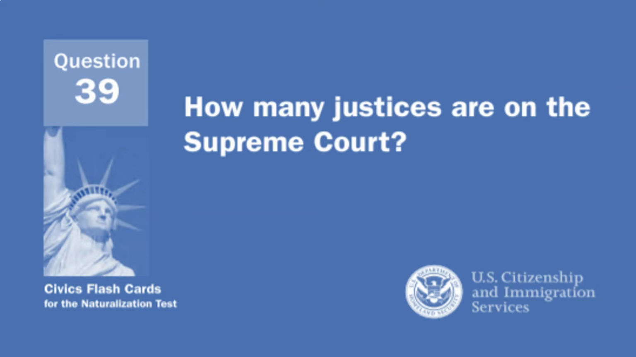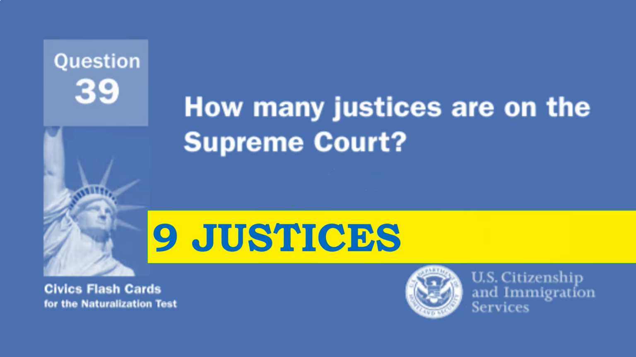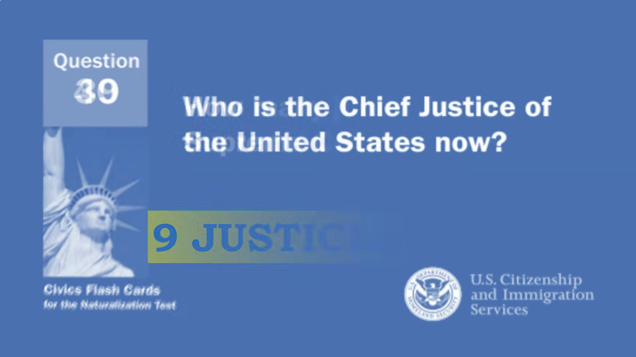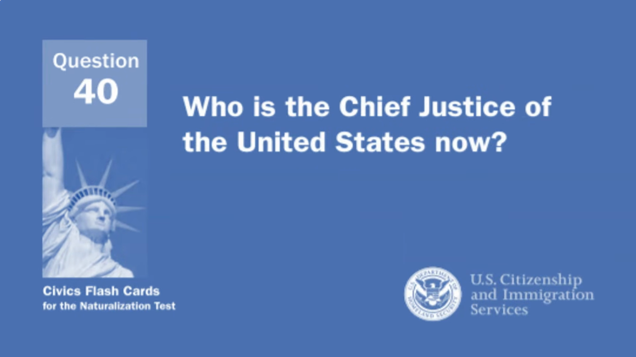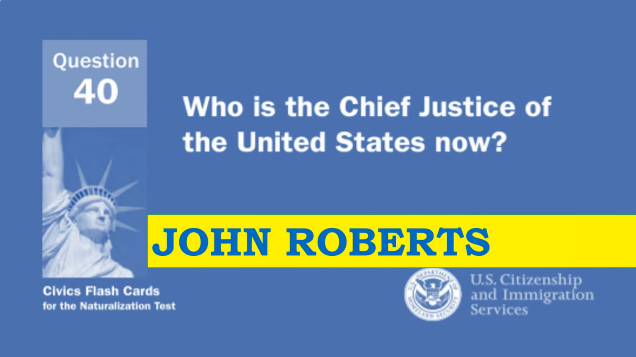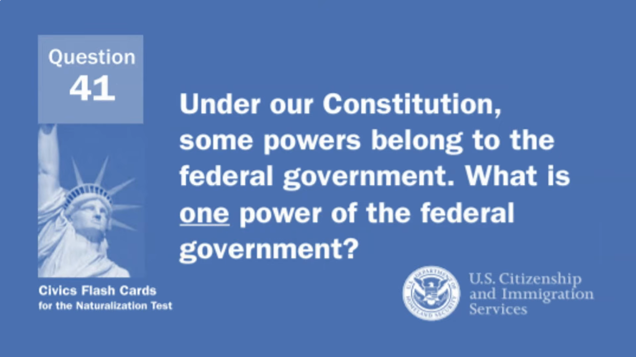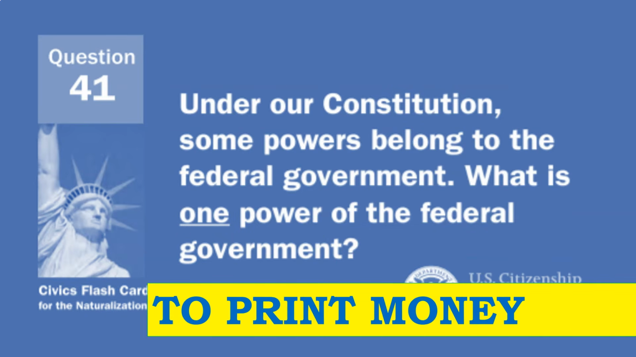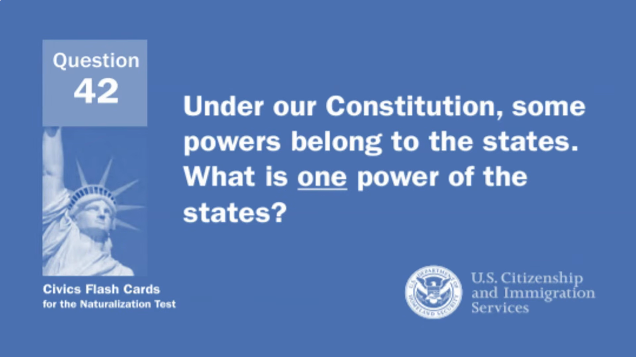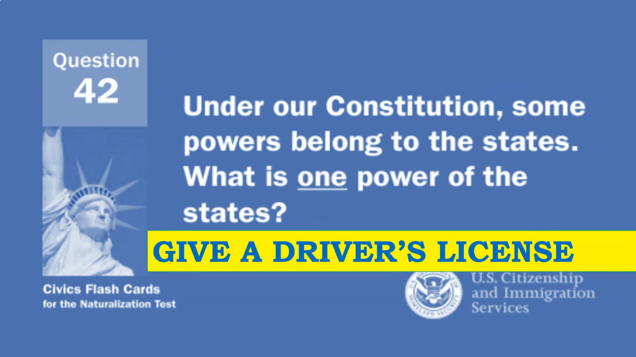How many justices are on the Supreme Court? 9. Who is the Chief Justice of the United States now? John Roberts. Under our Constitution, some powers belong to the federal government. What is one power of the federal government? To print money. Under our Constitution, some powers belong to the states. What is one power of the states? Give a driver's license.